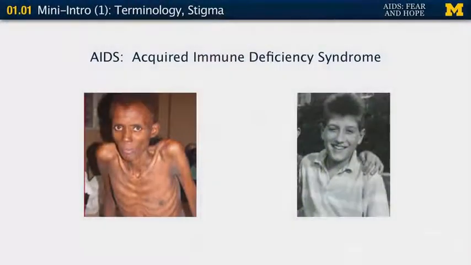Take a look at these pictures. The person on the left looks pretty sick, and it wouldn't be hard to guess that he has AIDS. The boy on the right doesn't look sick, but he also has AIDS. I juxtapose these two pictures to make a point. You can't tell whether a person has AIDS by looking at him or her. And you certainly can't tell whether a person has been infected by HIV by looking at the person.